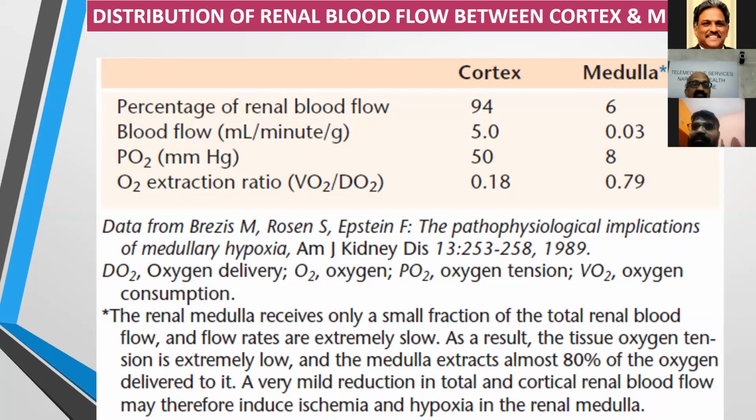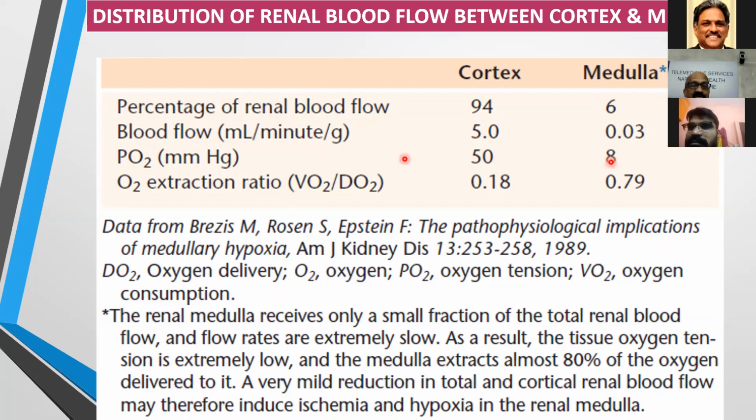So if you look at the blood flow in terms of ml per minute per gram, it is 5 ml per minute per gram in the cortex, and it's only 0.03 ml per minute per gram in the medulla. And if you look at the PO2 values, in the cortex it's 50 millimeters of mercury, whereas in the medulla it is 8 millimeters. It is very low.